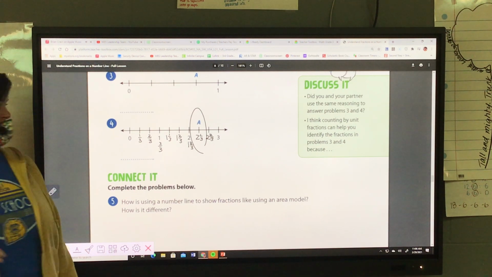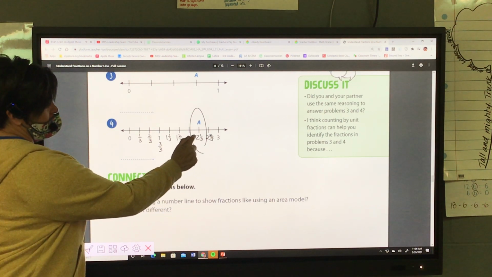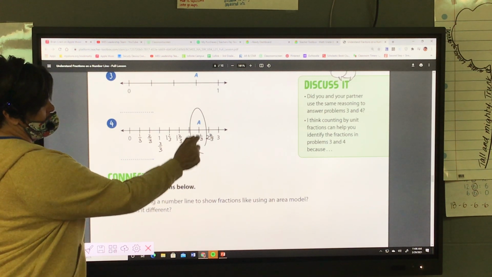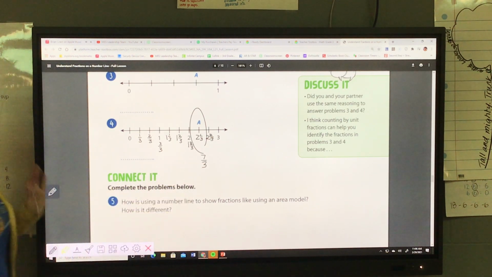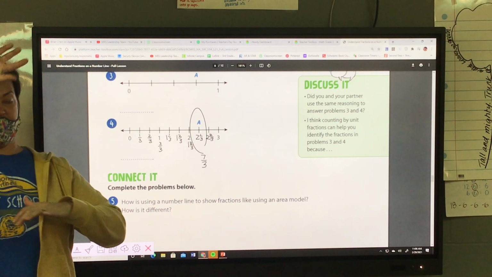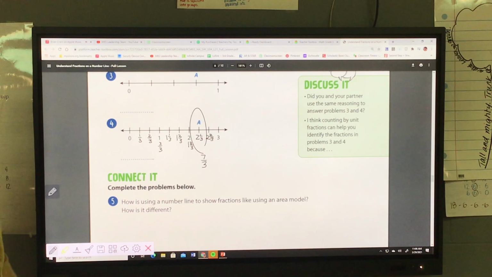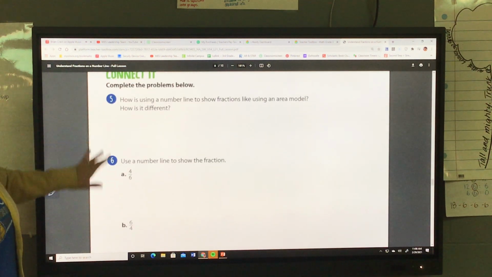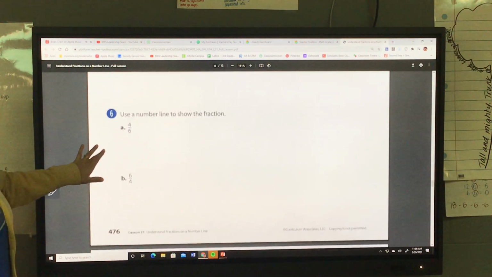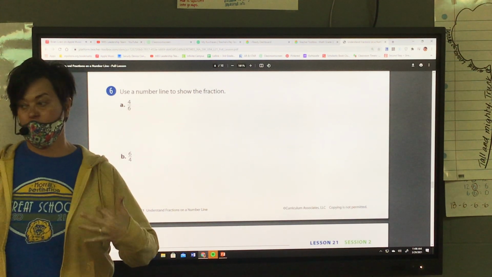Remember how we can check that to see if we're right? What's 2 times 3? 6 plus 1 more? 7. So as an improper fraction, where the numerator is bigger than the denominator, it would be 7/3. Okay, we're going to skip 5. Let's go to 6. We are going to have to make our own number line now.